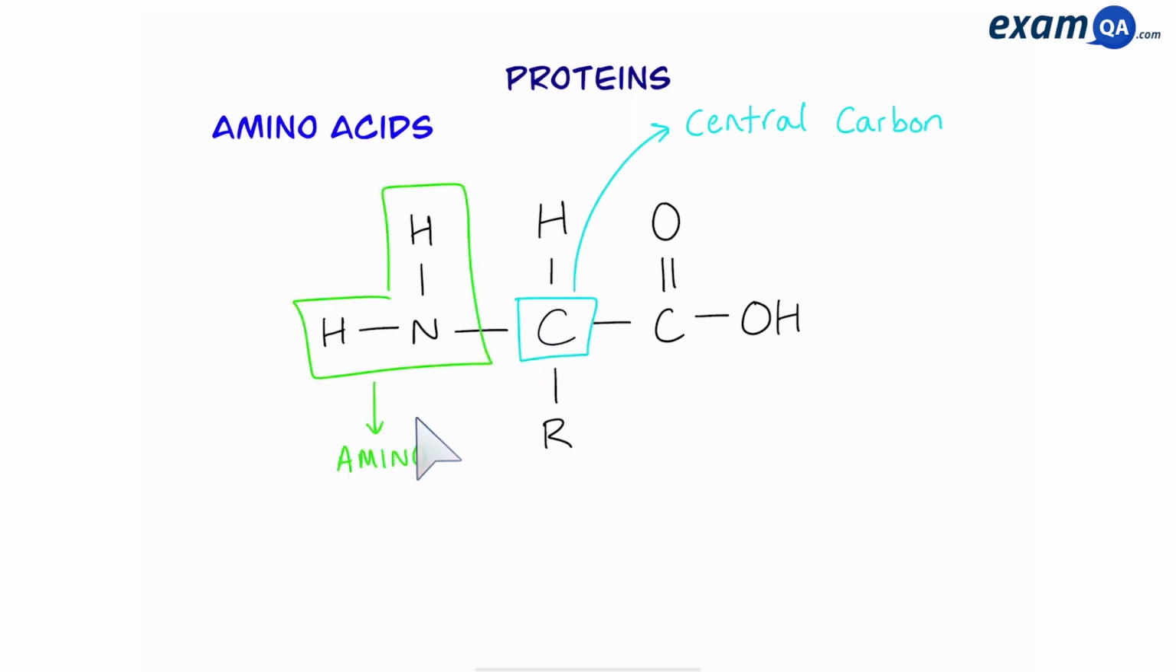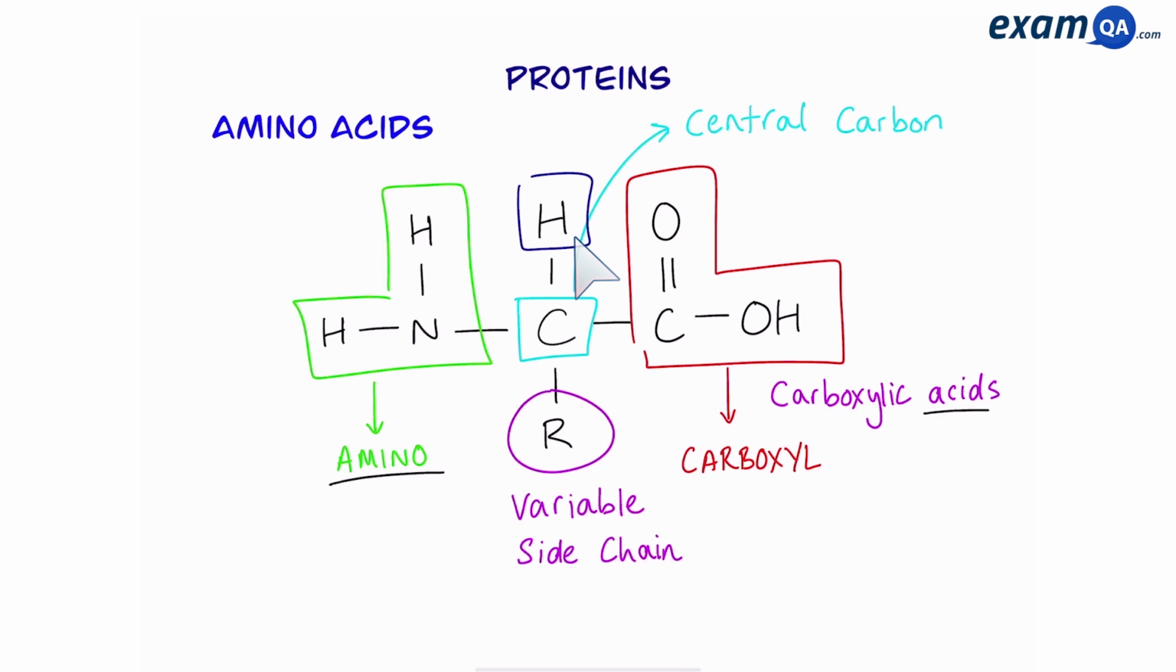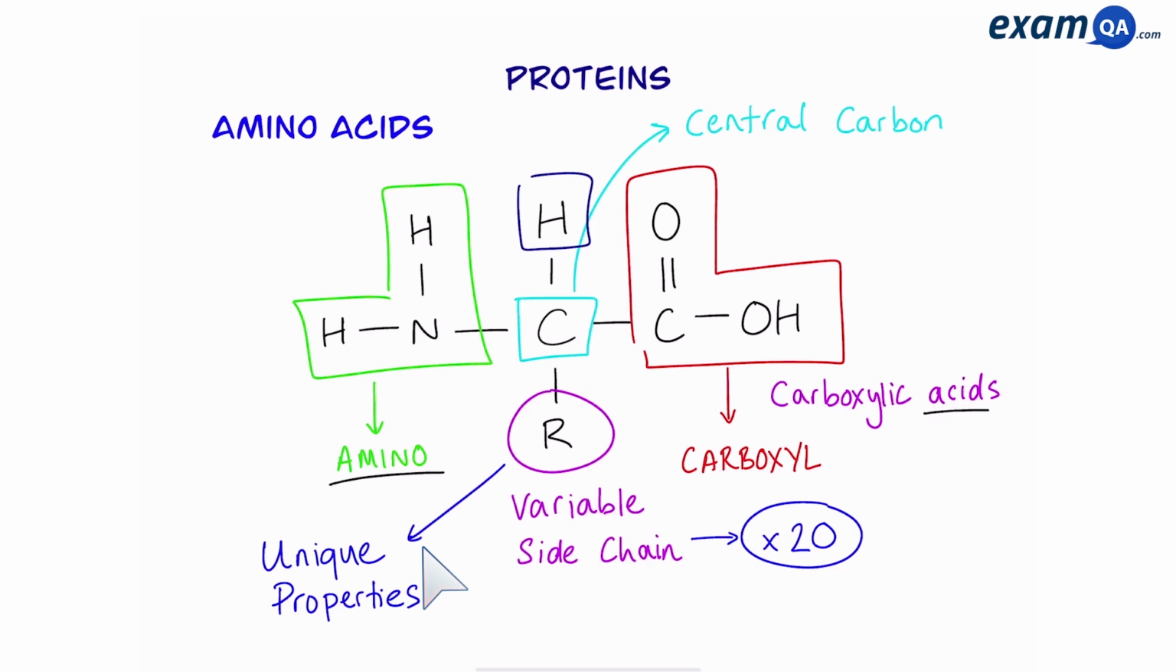On one side, we have an amino group, NH2, and on the other side, we have a carboxyl group, which is also found in carboxylic acids, hence the name amino acids. There's always a hydrogen attached to the central carbon, and we have a variable side chain. Now, there are 20 different versions of this variable side chain, which is why there are 20 different amino acids. These side chains are responsible for giving the amino acid unique properties.